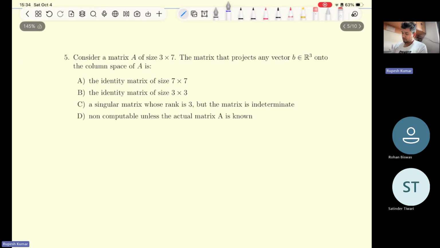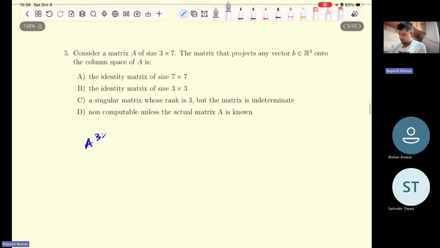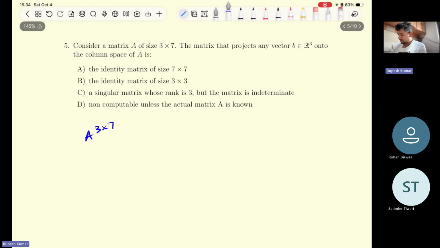Consider the matrix A of size 3 cross 7. So A is a 3 by 7 matrix. The matrix that projects any vector B onto the column space of A is. Okay, let me think. We have A is a 3 cross 7 matrix. So basically there are 7 vectors in 3 dimensions, right? 7 vectors in R3 we have.